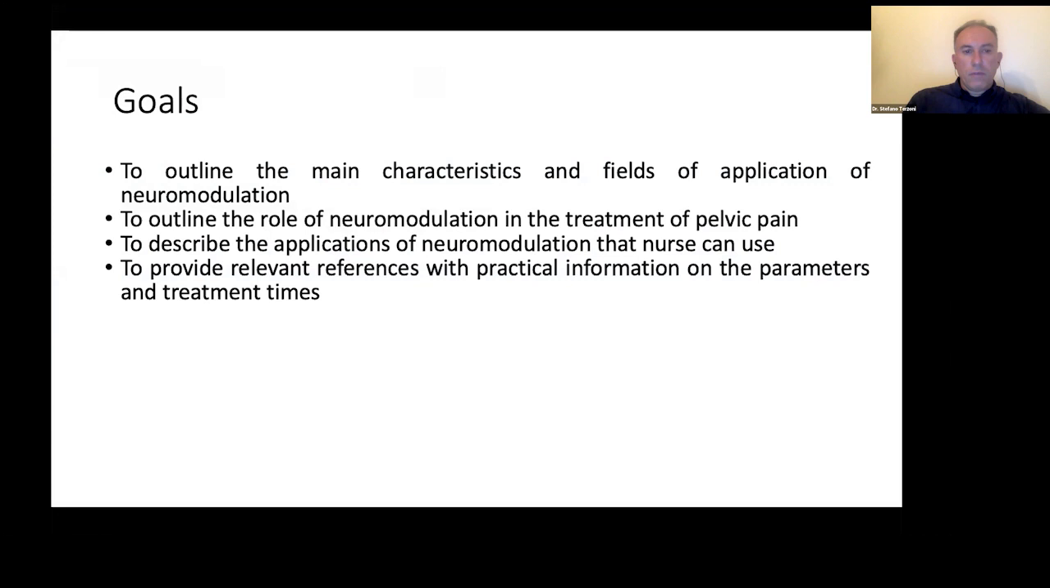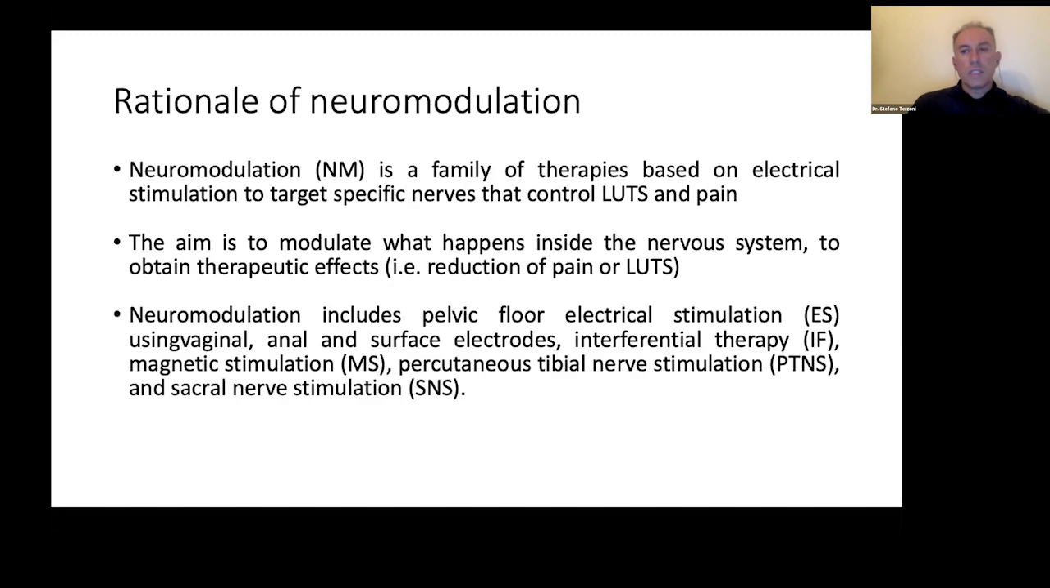In particular, I would also like to provide relevant references with practical information, because neuromodulation has many parameters, many characteristics, and can be done in several ways. So it is impossible to outline all the parameters and characteristics in a single lecture. That would make no sense. So I'm citing some papers, which I have also sent to the organizers of this course, and you will receive all these papers so that you can go in depth at your convenience. So what is the rationale of neuromodulation?